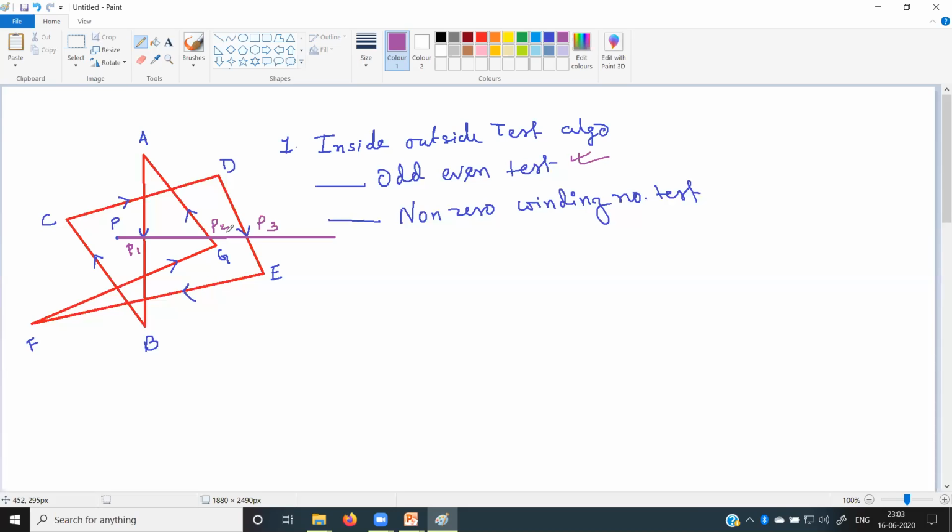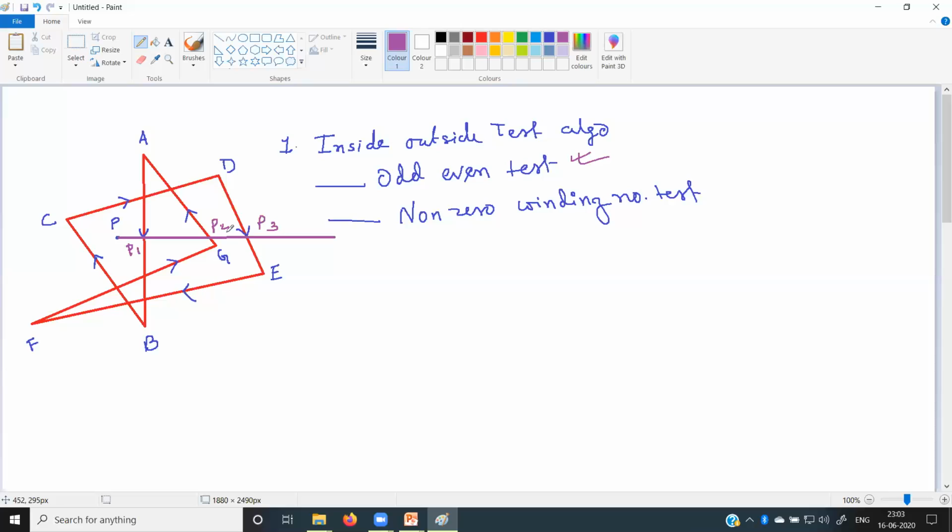It is a very simple concept. Again, I am repeating: you take a point P, which is at any position in the polygon, draw a line parallel to the x-axis to the infinite direction, find out the intersection points, and count the number of intersection points. If the number is odd, in that case the point P belongs inside the polygon. If the number is even, in that case the point P belongs outside of the polygon.